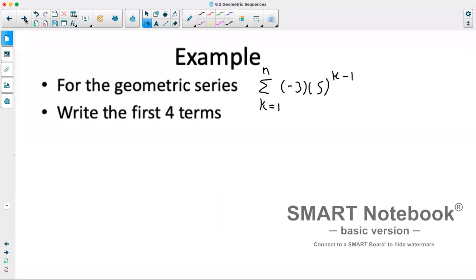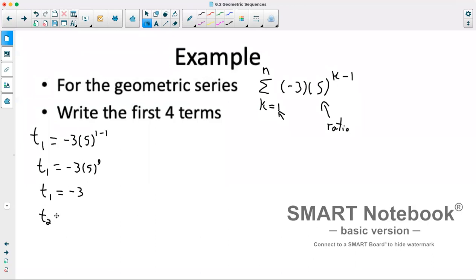Okay, so for this geometric series, we want to write out our first 4 terms. Now, we can see our first k value is 1, so we'll start by writing term 1. So our term 1 is essentially negative 3 times 5 to the power of 1 minus 1. So term 1 is equal to negative 3 times 5 to the power 0. Anything to the power 0 is 1. So our term 1 is just negative 3.